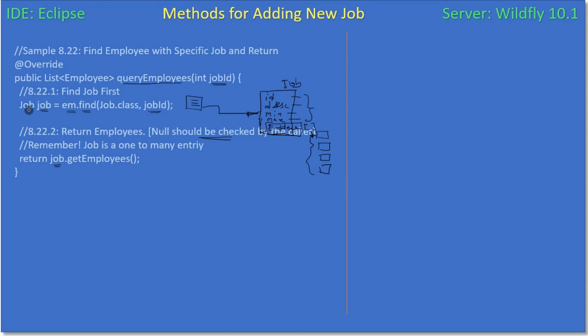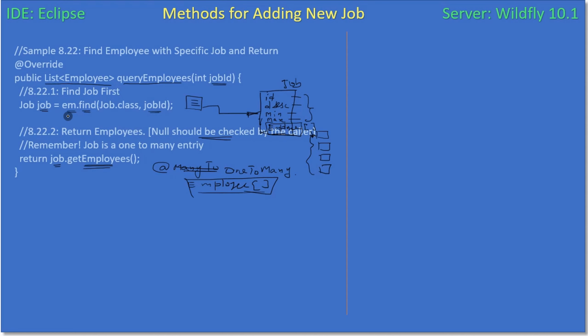Job is the job entity. Get employees, we know what it will return. If you look at our job entity, it returns a list of employees based on the mapped by attribute, or mapped based on the one to many attribute. One to many, and we defined an employee array, right? Because one job maps to many employees, that's why we had it as an employee array. And get employees is the getter method for this job entity. That's what we are returning to the caller, a list of employees. So the list of employees is the containment here in the job. This is just a getter method we are invoking, and giving it to the caller.